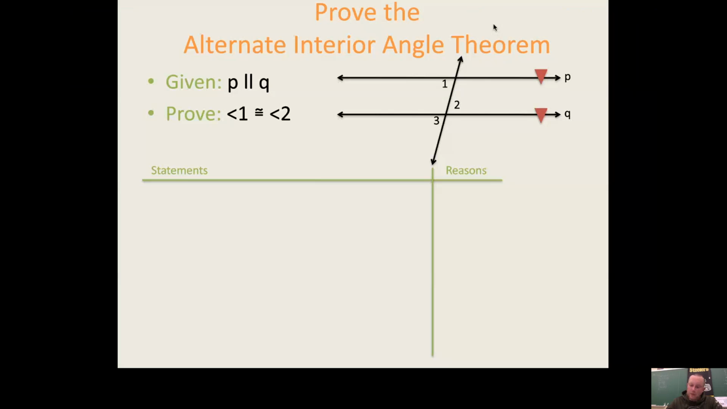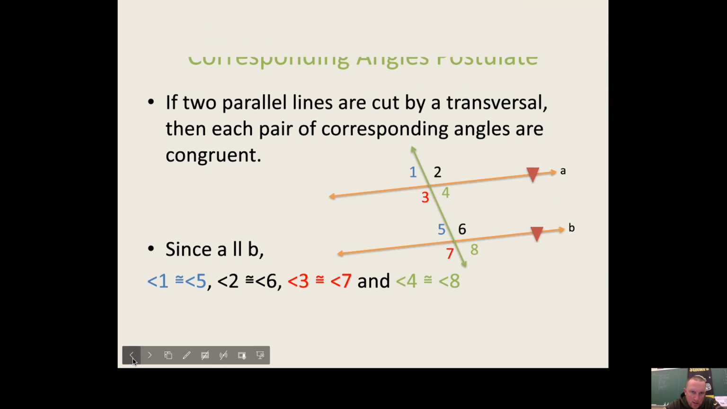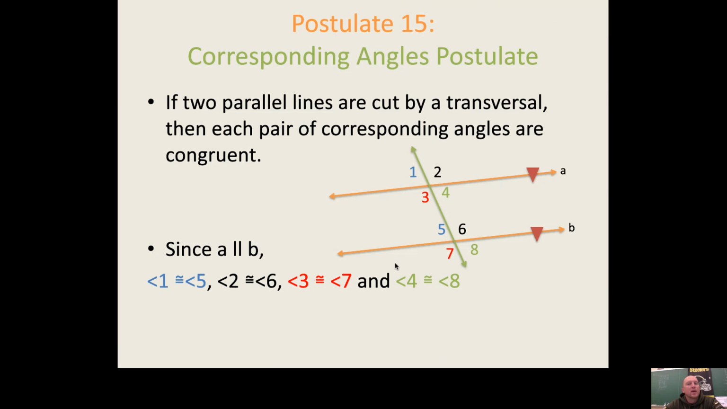This is section 3.2, second video. We're going to prove the alternate interior angle theorem. So if you go back to what we looked at last time, we have a postulate. It's called the corresponding angle postulate. It tells you anytime you see corresponding angles, they're congruent to each other.